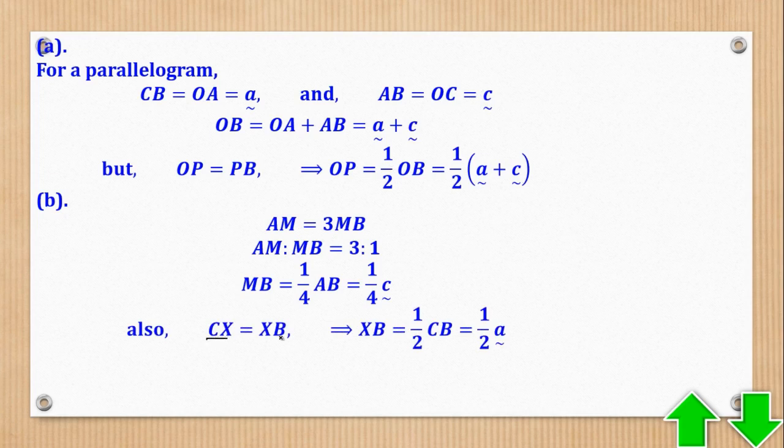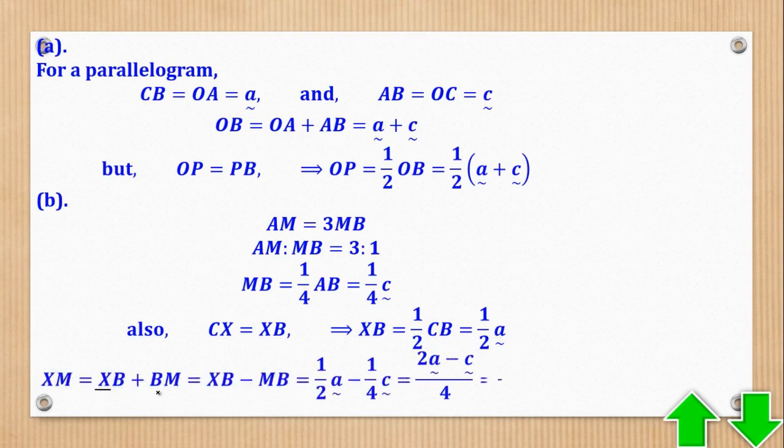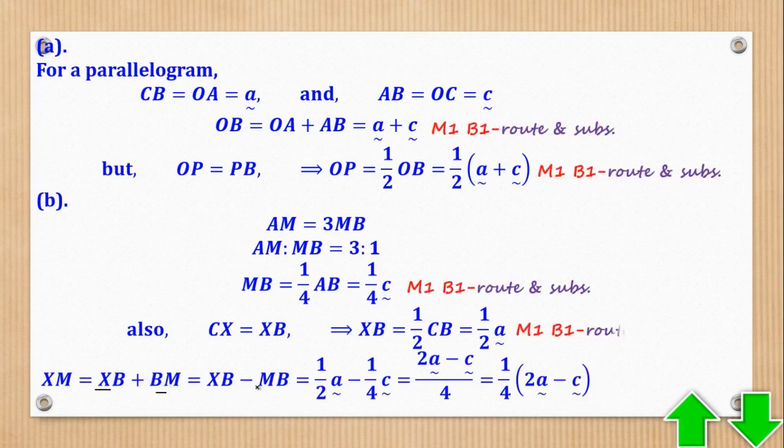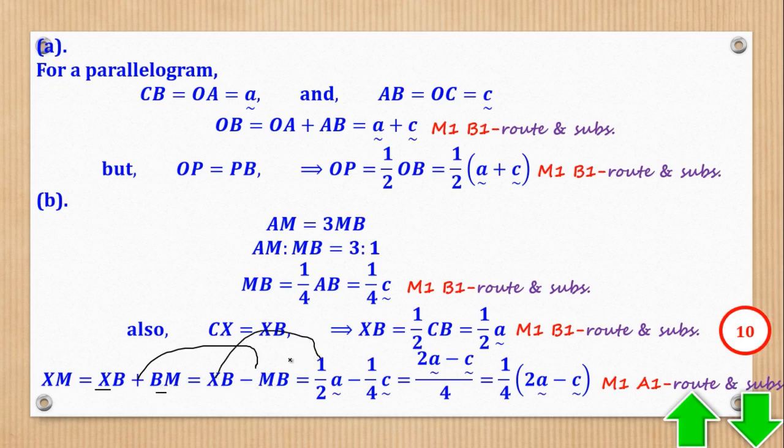Also, we know that CX is equal to XB, meaning that XB is half of CB. And we know that CB is A. Okay. Now we can get our XM being XB plus BM. Here, if we realize, it was plus BM, and yes, minus MB, because BM is the negative of MB. So substitute XB and MB, take the LCM to give you the output. And that's how the 10 marks would come. Now we are left with 2 marks. We shall see them in the next slide.